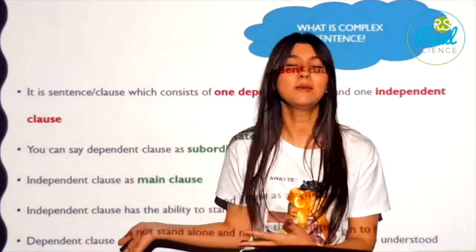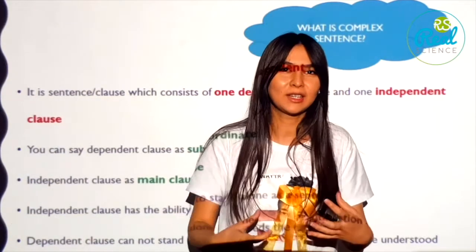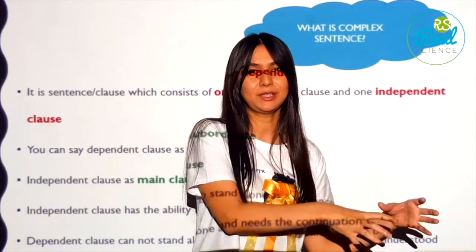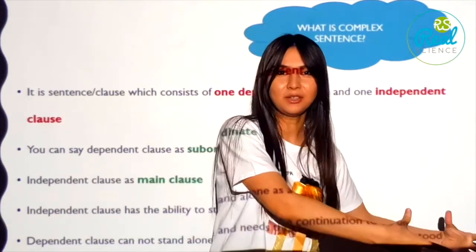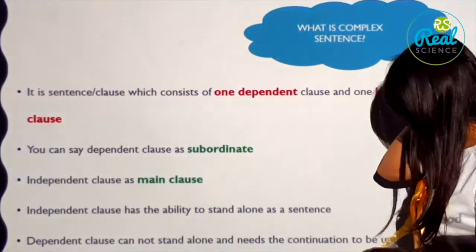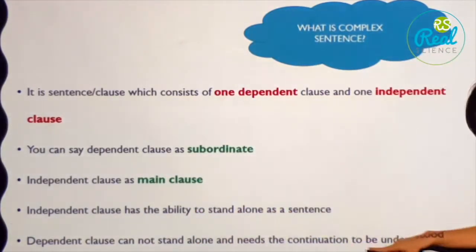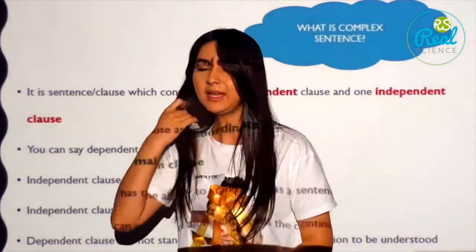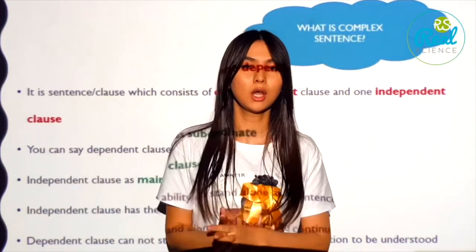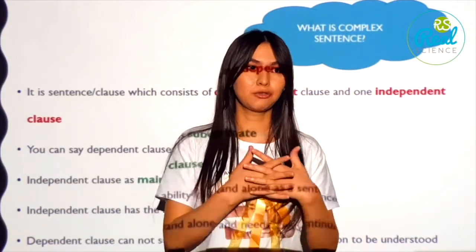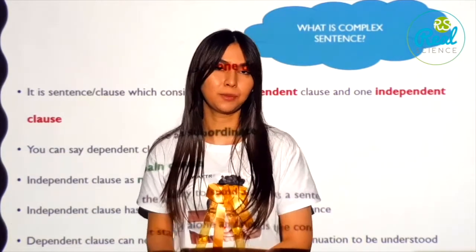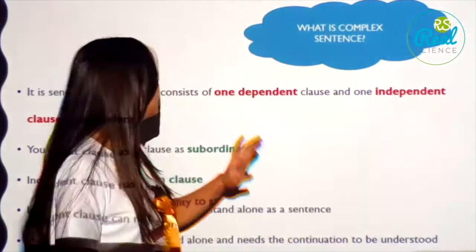Next one, a dependent clause cannot stand alone and needs the continuation to be understood. You can see from the name, a dependent clause is not actually free. It needs some kind of continuation in order to be fully understood. The main difference between subordinate and main clauses is this one. A subordinate clause needs continuation. A main clause does not need continuation. Any questions regarding these?